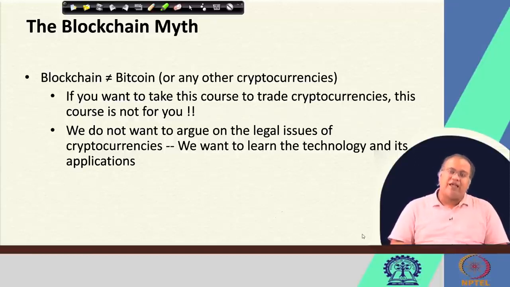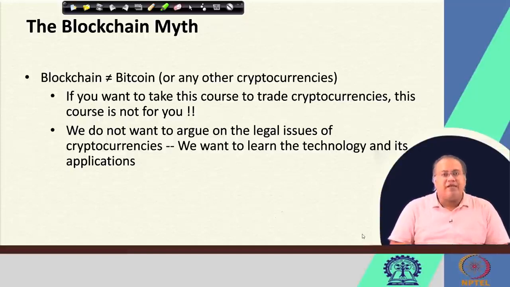But just like any other technology, blockchain also has its advantages as well as limitations, and the purpose of this particular course is to make you aware about the advantages that you can get using blockchain, and at the same time the type of limitations which are there on top of this particular technology.